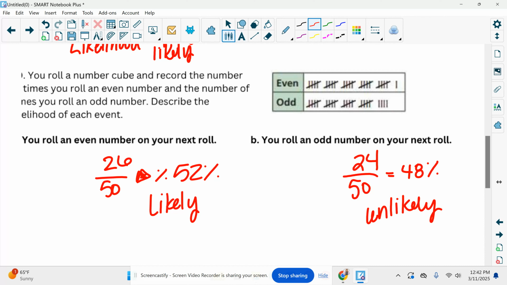Okay, if you just look at this for a second, we rolled it 50 times. What if I'm going to roll it 300 times? Based off of this information, what's the likelihood of rolling an odd number if you're going to do it 300 times? Or what's the probability? Or what's the relative frequency?